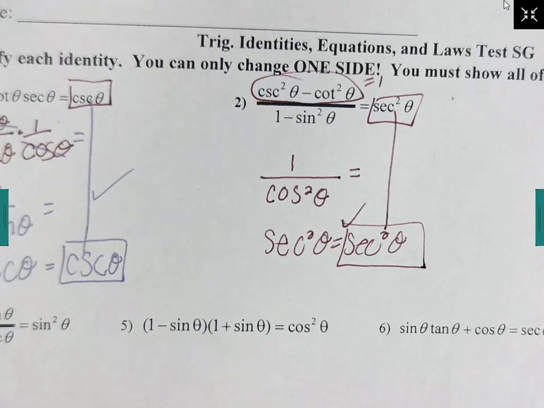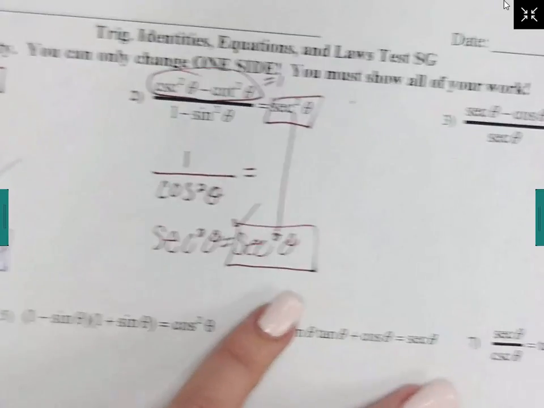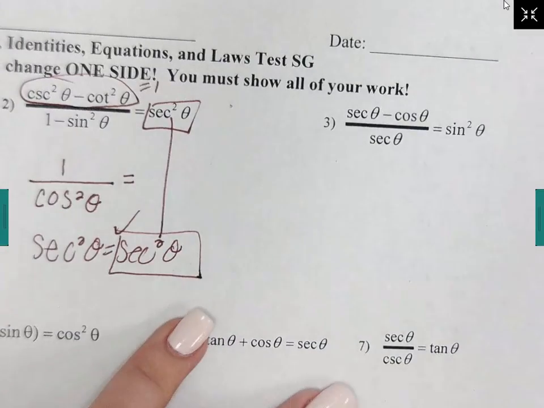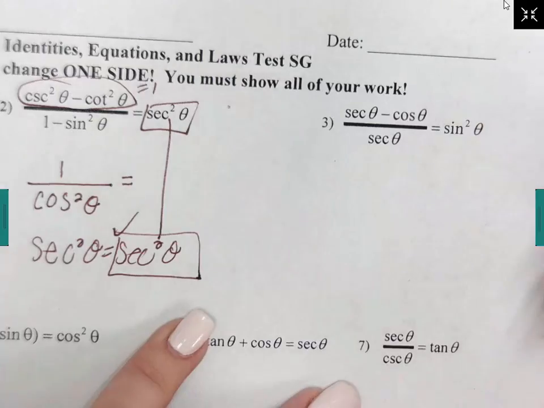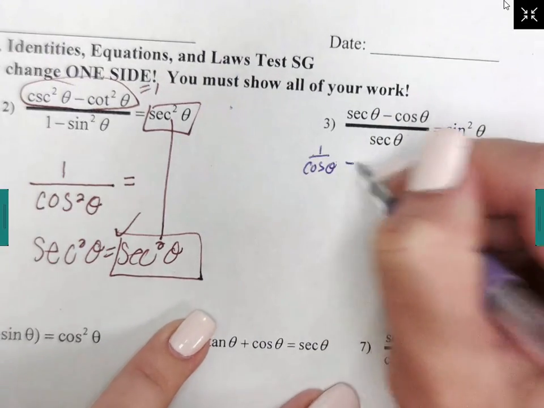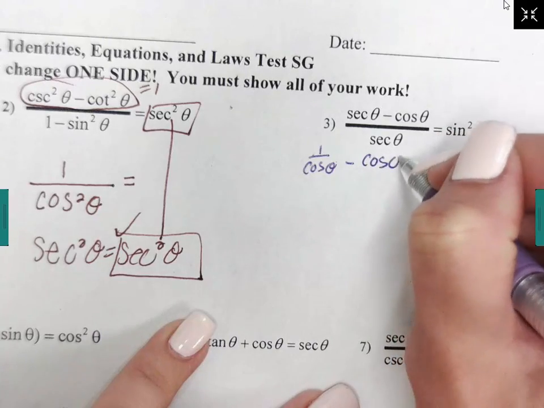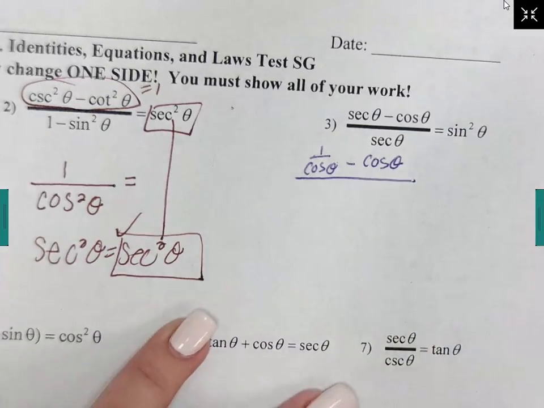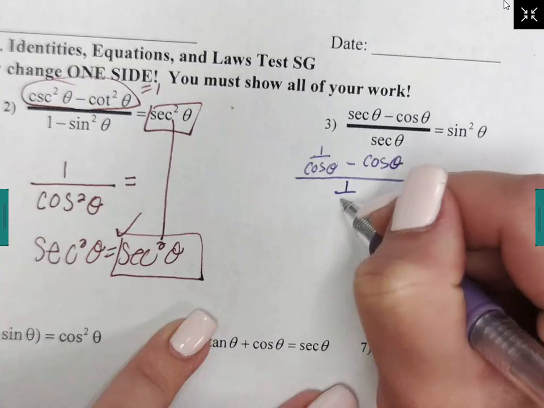All right, number 3 is a little bit worse than those first 2. So how can we rewrite the secant of theta? 1 over cosine, good, and that's minus just regular old cosine of theta divided by, again, secant of theta is 1 over the cosine of theta, right?